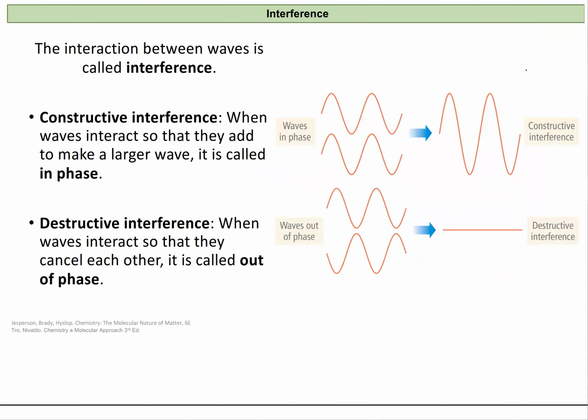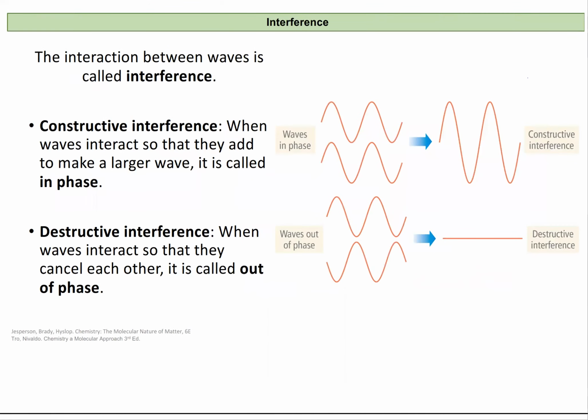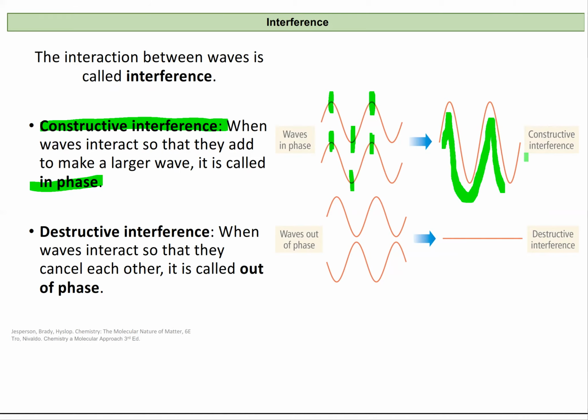All right, so here is an important property of waves, and it's interference, and it's how waves interact with each other. And there's constructive interference. This is when waves interact so they add up to make a larger wave. We call it being in phase. And see, the peaks and the valleys perfectly match up in in-phase waves. And so they add together and they create this wave that has a larger amplitude, but the same frequency.